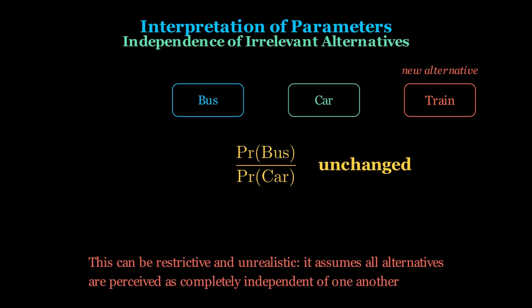This property can be restrictive and unrealistic in many real-world situations, because it assumes all alternatives are perceived as completely independent from one another. In reality, a train is a much closer substitute for a bus than it is for a car, so adding it should pull more share away from the bus. The nested Logit model, which we'll cover next, is designed to fix exactly this.